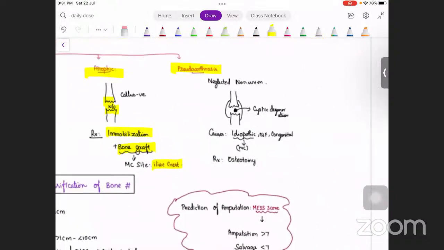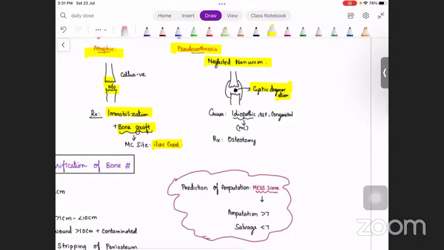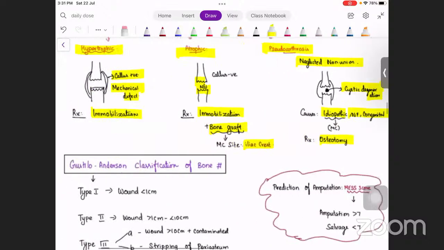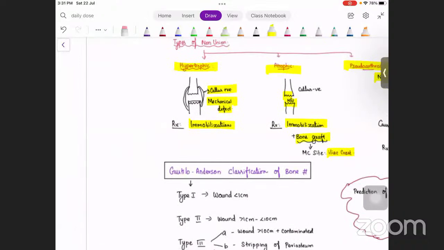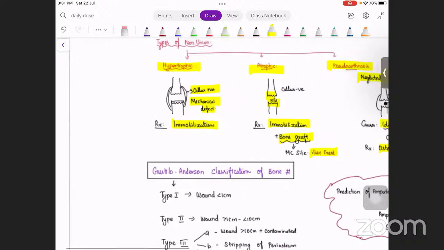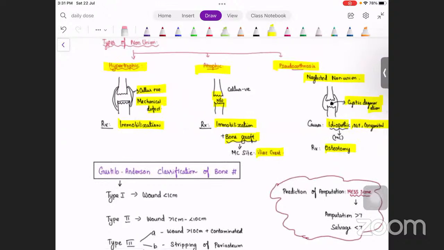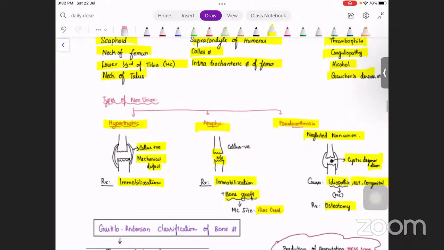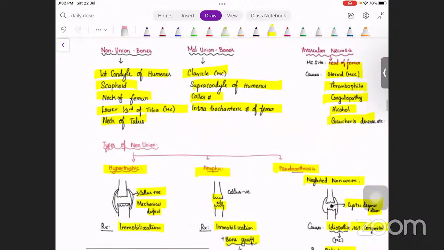Then you have pseudoarthrosis, which is a neglected non-union, where you may see cystic degeneration. The most common cause of pseudoarthrosis is idiopathic. Apart from that, there is another cause called neurofibromatosis, or maybe a congenital cause, while the treatment of choice is osteotomy. So for hypertrophic, immobilization. For atrophic, immobilization plus bone graft, which should be taken from the iliac crest. And for pseudoarthrosis, the treatment of choice is osteotomy. So we have talked about what are the bones which undergo malunion and what are the bones which undergo non-union.